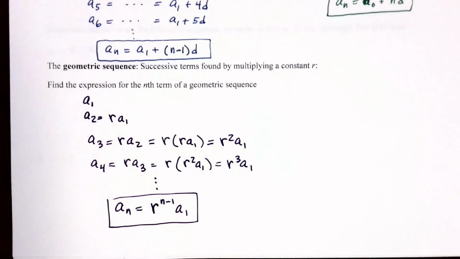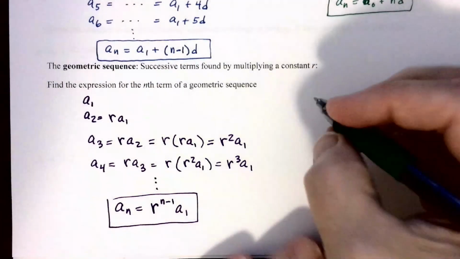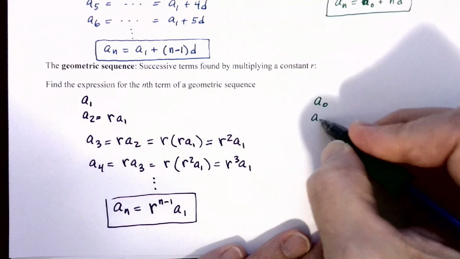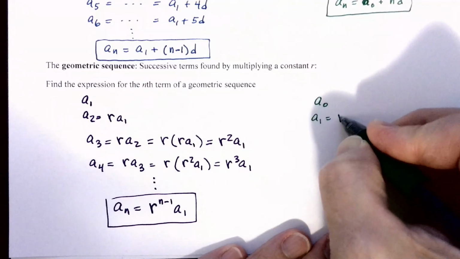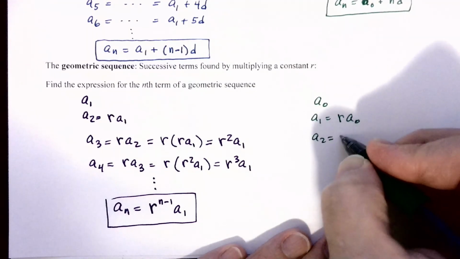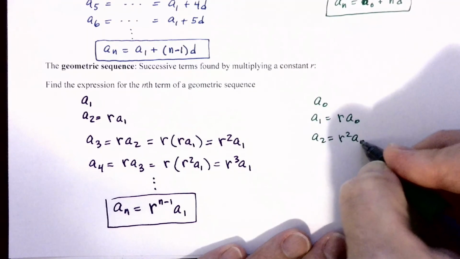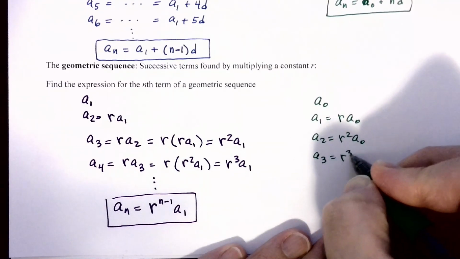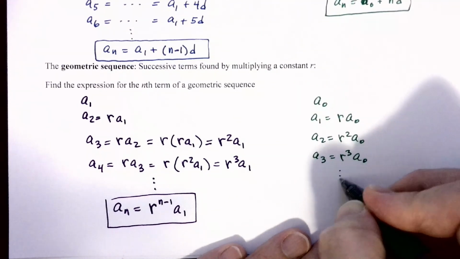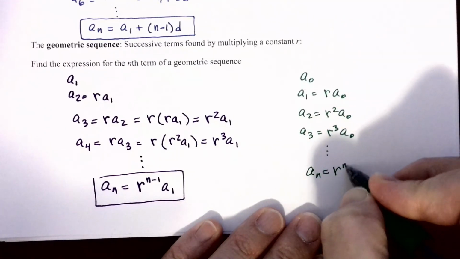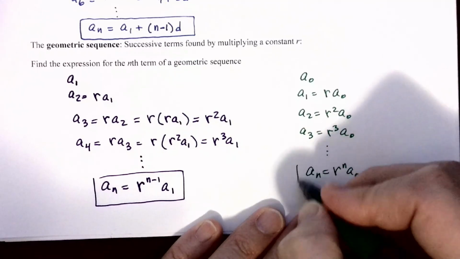Okay. Alternatively, I'll just show you again. We could have started with a sub 0. And then a sub 1 would be r times a sub 0. A sub 2 is going to be then what? r squared times a sub 0. A sub 3 is going to be what? r cubed times a sub 0. And again, we see the pattern here. A sub n is r to the n times a sub 0.